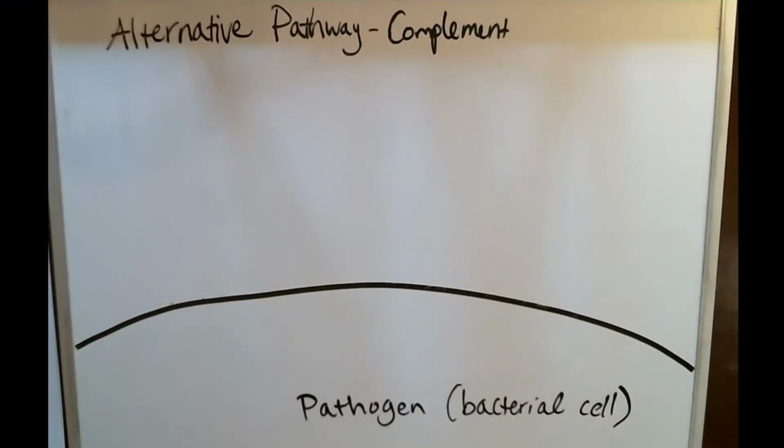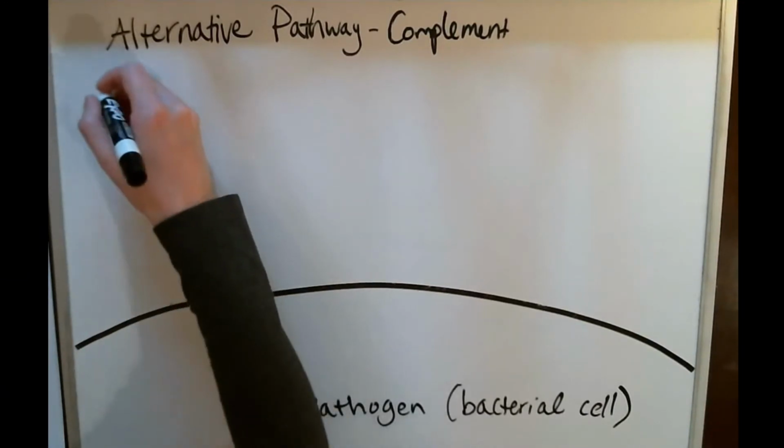We'll be talking about the alternative complement pathway in this video. There are actually two different parts to this pathway. There's what we call the fluid phase C3 convertase and the membrane-bound C3 convertase. So I'm going to go through both of those different types of this alternative pathway with you first.